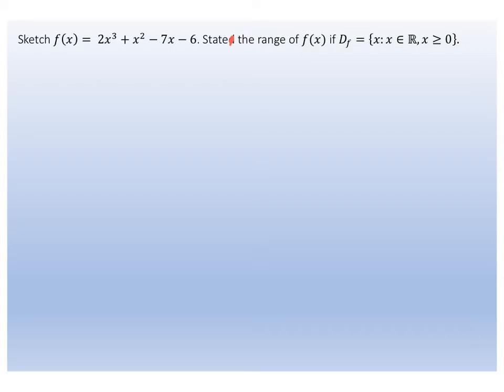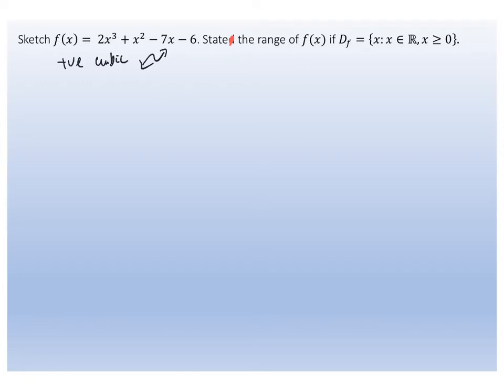Alright, before we state the range or domain, let's sketch it. First, we know the shape. This is a positive cubic, so it should look something like this. Now, let's determine the roots. For the remainder theorem, you need to find an x where f(x) is equal to 0. Substituting x into f(x), you get 0.